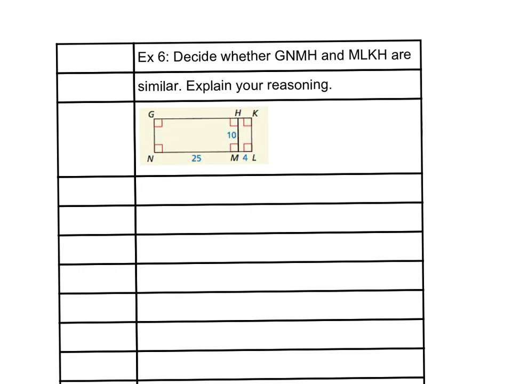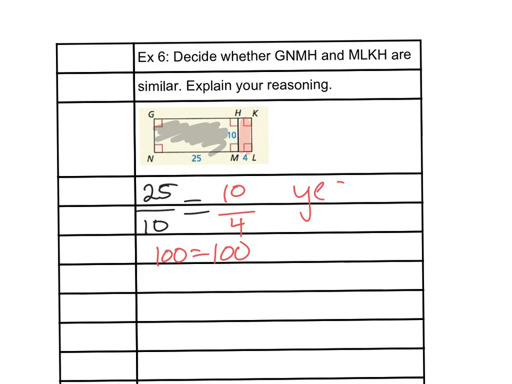So if I look at the longest side of the first rectangle, which is right here, my sides are 25 over 10. We have to see if that equals the longest side of my smaller rectangle, which is right here. So that would be 10. And then my shorter side would be 4. So we need to see if these two are actually equal. The easiest way would be to do cross products and see if they equal each other. Well, 10 times 10 is 100. 25 times 4 is 100. So yes, they are similar.